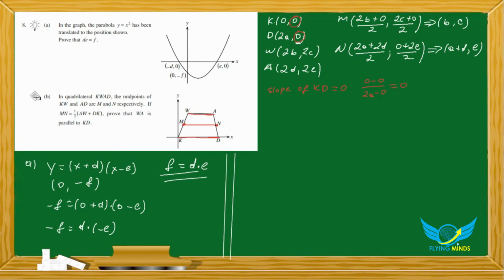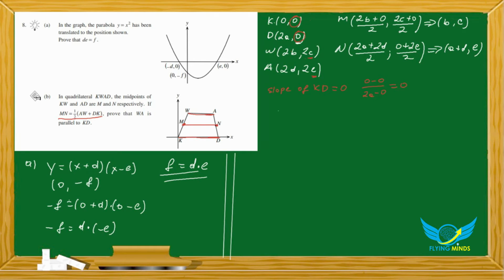So what we need to prove is that the slope of WA is 0 as well. Basically we need to prove that c equals e. If c equals e, it means that the slope of WA is 0 as well. And if two lines have the same slope, they are parallel. Okay, so let's try to do it. We're going to use the formula that we are given and derive from it to come to this proof.